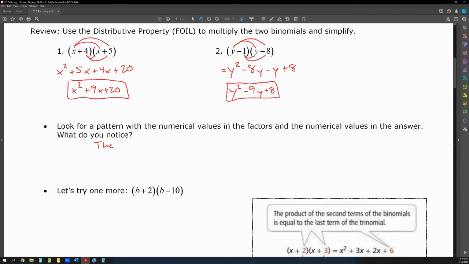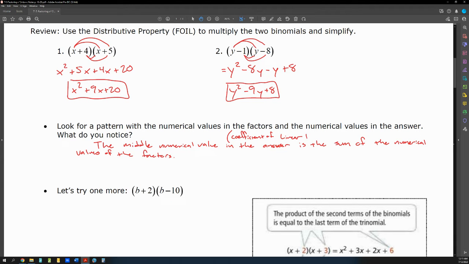I notice that the middle numerical value in the answer, so that's the coefficient of the linear term, is the sum of the numerical values of the factors.